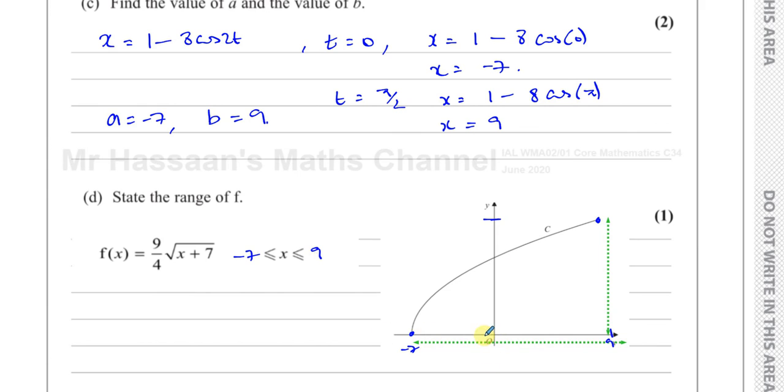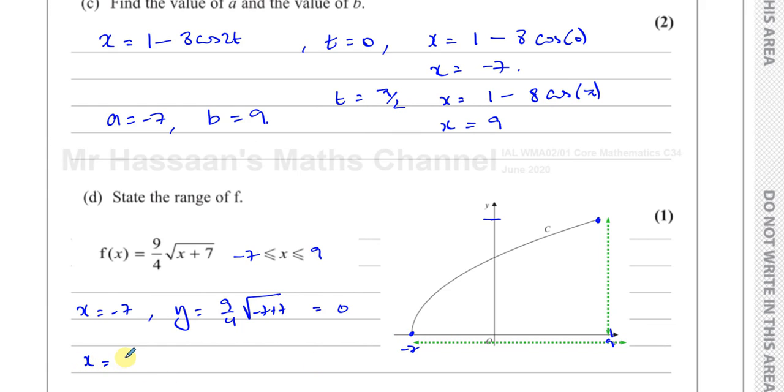So of course we can see it starts from 0, and we can work that out. When x equals negative 7, y is 9 over 4 times the square root of negative 7 plus 7, which is going to be 0. So it's 9 over 4 times 0, which is 0. But that's the lower limit. We can see that from the graph anyway.